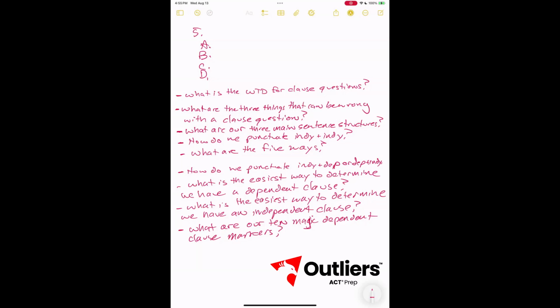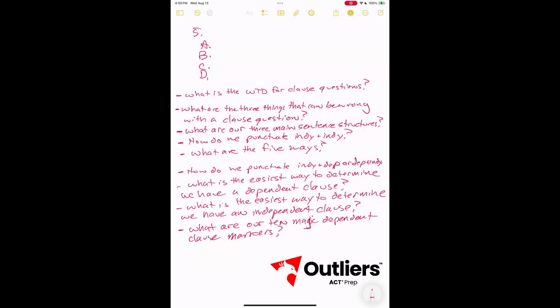How do we punctuate independent plus dependent or dependent plus independent? Comma always. What is the easiest way to determine we have a dependent clause? And that's that it starts with a dependent clause marker. We're retraining our brains. Stop asking yourself, can it stand alone as a sentence? This is one of the hardest ways to determine, and the ACT is going to trick you if you use that method. The easiest way, just look at the first word, see if it's one of our dependent clause markers.